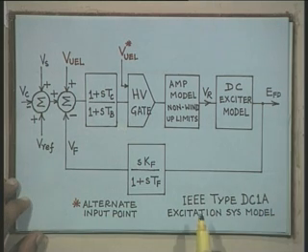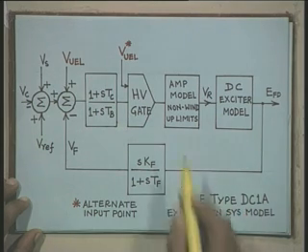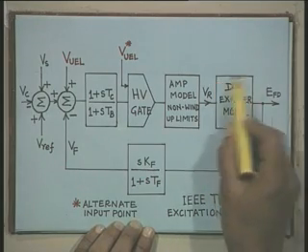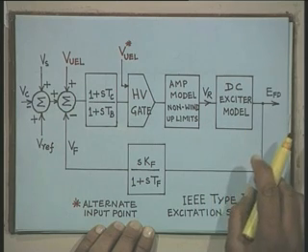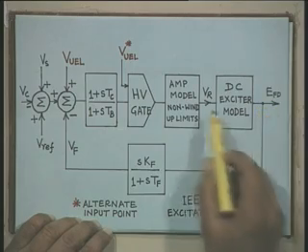Now, when you look at the complete model for the IEEE type DC-1A excitation system, it is shown here. This block represents the DC exciter model, which we have just developed, which has the saturation function, 1 upon sT, and also the constant K. All these are part of this model. The output is EFD and the input is VR.